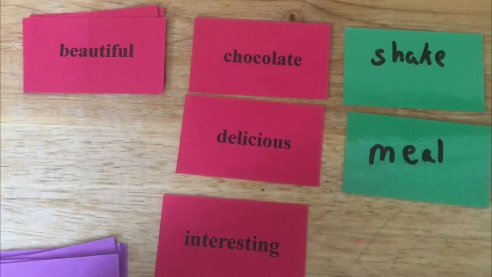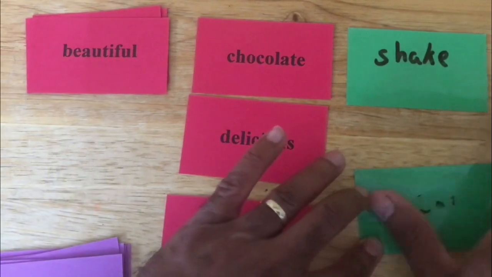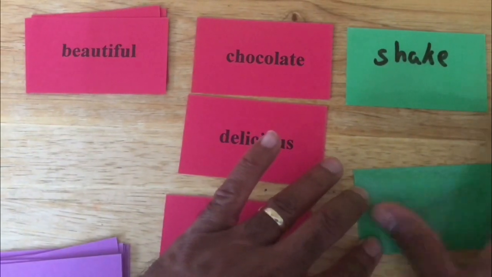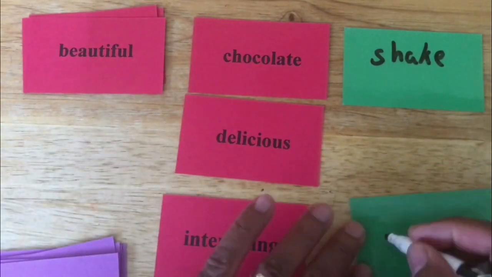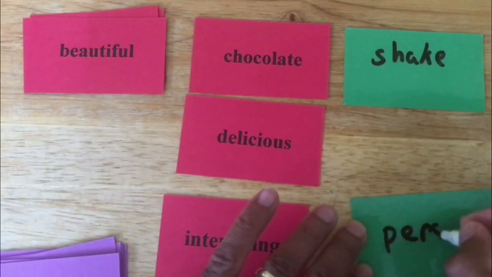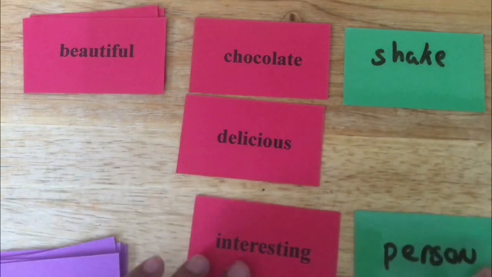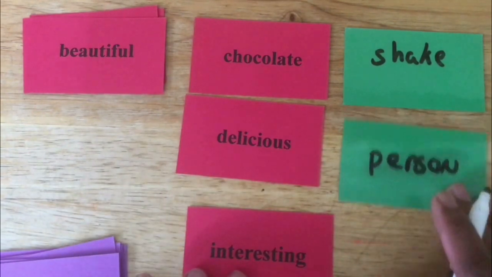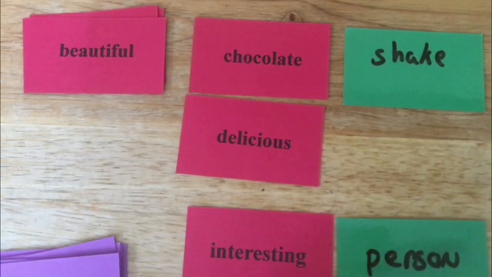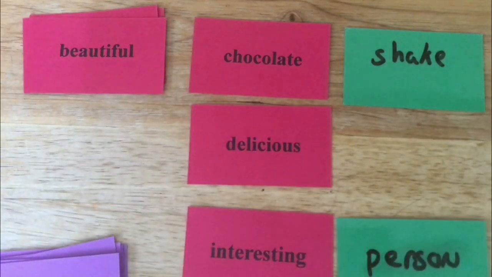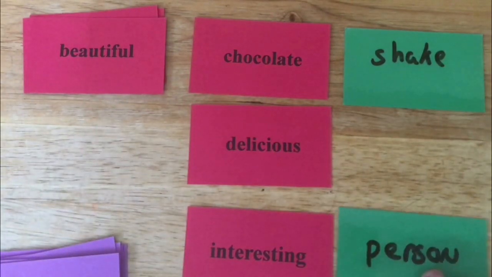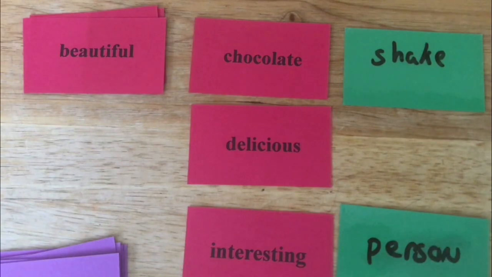So I'm going to write the word person here. I'm going to erase meal from here for a second. Get rid of meal. Goodbye, meal. And I'm going to write person. So I could say he's an interesting person. Hopefully not a delicious person, right? But an interesting person. So get your reds out, match them with greens, come up with your own greens, use your blank green cards, and you will see that reds and greens go together.